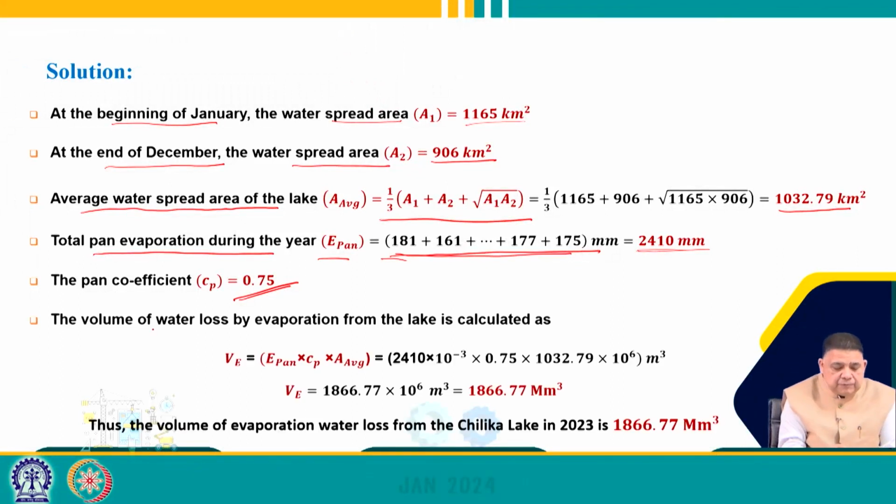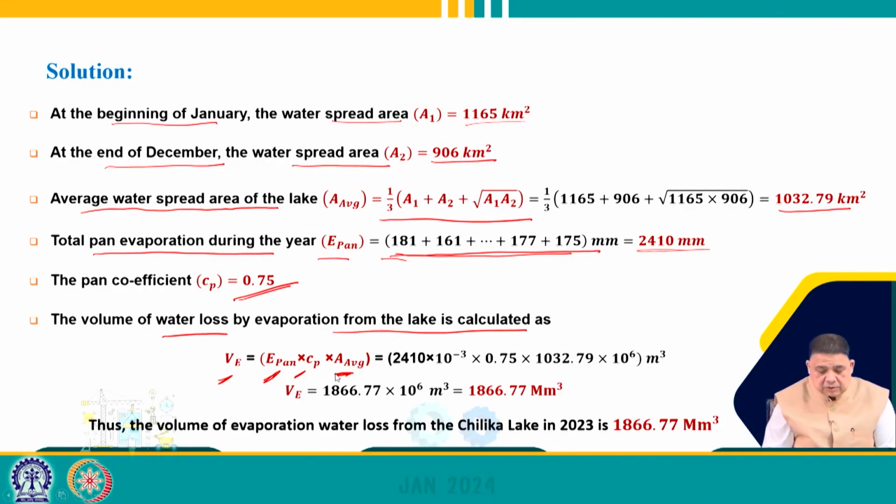So, the total volume of water loss by evaporation from the lake can be calculated by this simple formula. You remember, EPAN times Cp will give us the evaporation value in depth, and then if you multiply with the average area of the lake, we will get the total water loss. So, that is what we are doing here.